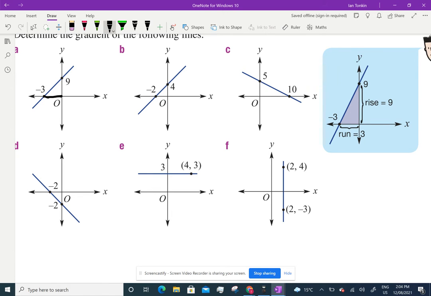So you draw yourself a triangle where you can get 2 points. Remember, this tells you 9 up from 0, so that's 9 up. And even though this is a negative number, you don't care about that, it's 3 across. So the gradient here, it's going up. Just ignore the negative numbers, 9 over 3. And 9 over 3 is 3.